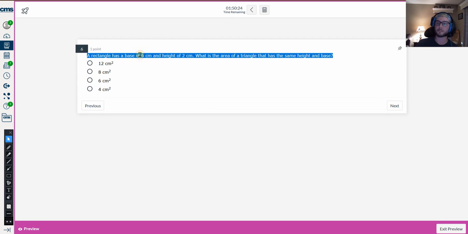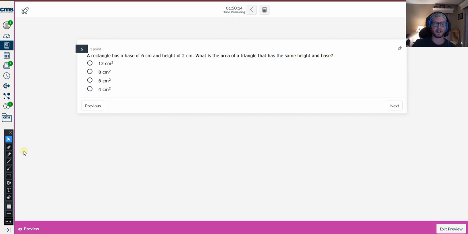For number 8, this is the first problem that does not have a picture, and that's a warning. There will be some questions on the test tomorrow that don't have a picture. This one describes a rectangle that has a base of 6 centimeters and a height of 2. So we have a rectangle that has a base of 6, and it has a height of 2. So something kind of like this.